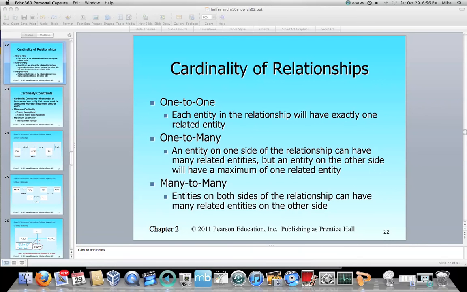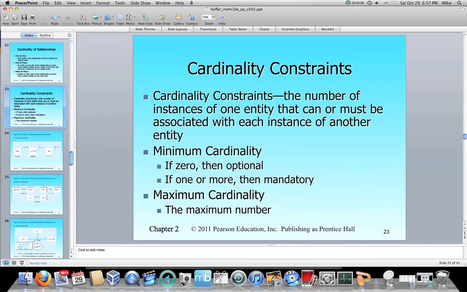Most of the entities, if not all of the entities in your project, are probably going to be one-to-many type relationships amongst the entities. And then there are many-to-many. And we'll talk about those again because we actually have to get rid of any many-to-many relationships from our entity relationship diagram in order to support that in a database management system. The next thing we want to talk about are constraints.